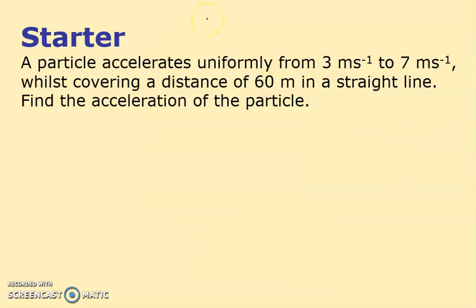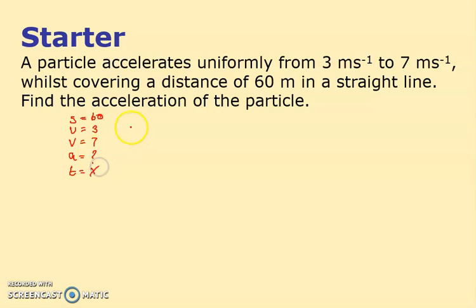A particle accelerates, this is a starter, uniformly from 3 to 7 meters per second whilst covering a distance of 60 meters in a straight line. Find the acceleration. Suvat will help us do this, so I'm just going to write out Suvat. I personally always write it out like that and then try and fill in the gaps. Now I know it starts at 3, goes up to 7. It does it in 60 meters, and I want the acceleration.